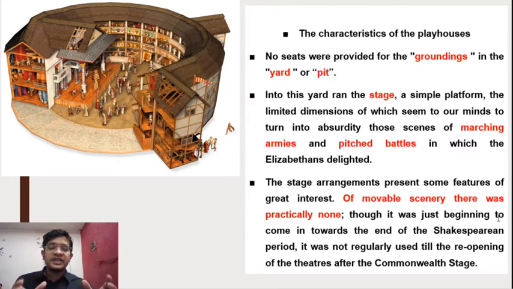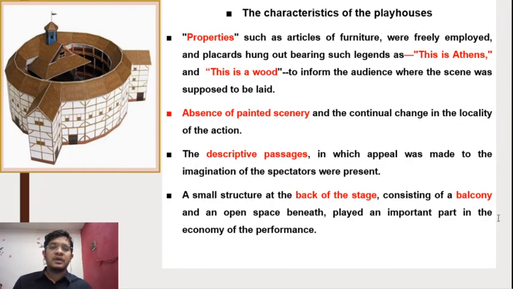The stage arrangements presented some features of great interest. Of movable scenery there was practically none, though it was just beginning to come in towards the end of the Shakespearean period. It was not regularly used till the reopening of the theatres after the Commonwealth. Properties such as articles of furniture were freely employed, and placards were hung out bearing legends such as "This is Athens" and "This is a wood" to inform the audience where the scene was supposed to be laid.